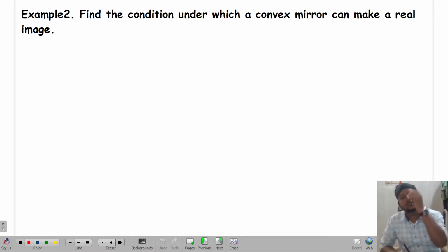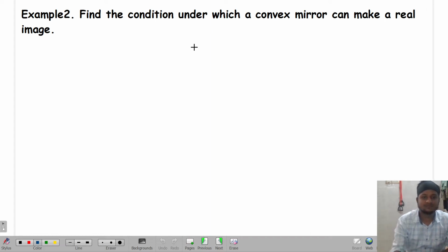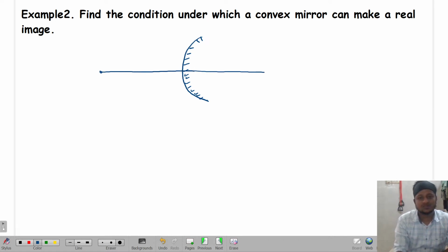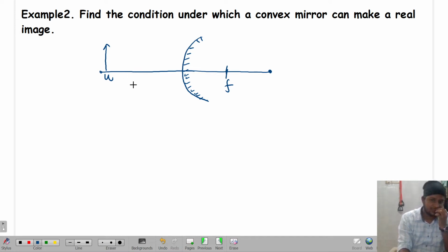Find the condition under which a convex mirror can make a real image. Now look over here, the convex mirror is there. Convex mirror means it will be polished from the outside. I want to find one condition for which this convex mirror is going to form a real image. The focus is over here, and the object is always kept on the left side. Now you know that for forming a real image, the object distance should always be negative.